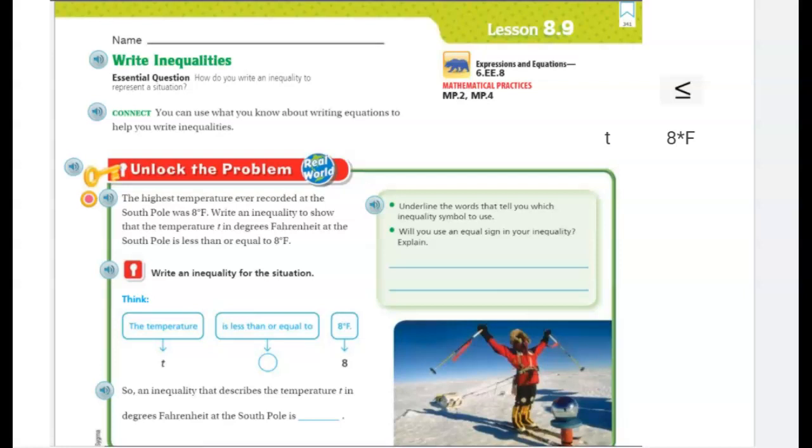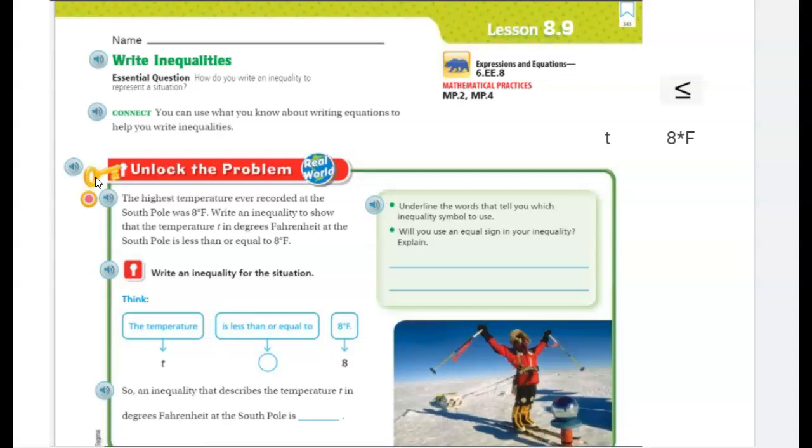Lesson 8.9, write inequalities. The essential question is, how do you write an inequality to represent a situation? So what you'll do in this lesson is connect what you know about writing equations to help you write these inequalities. Unlock the problem. The highest temperature ever recorded at the South Pole was 8 degrees Fahrenheit.